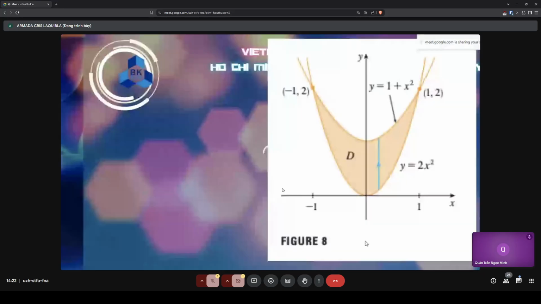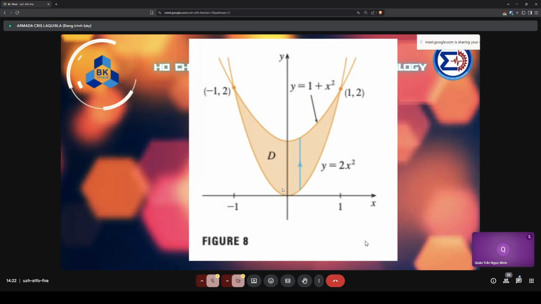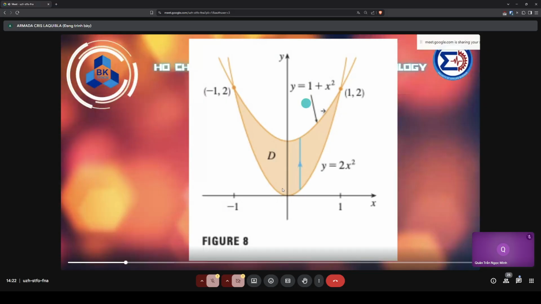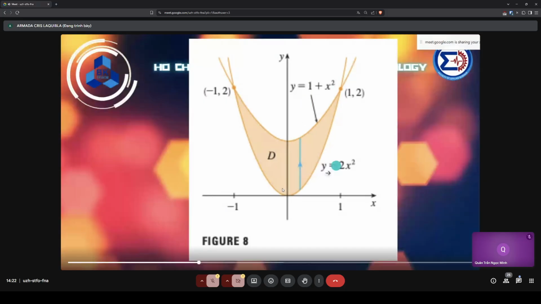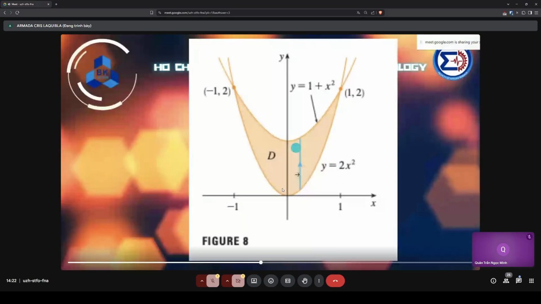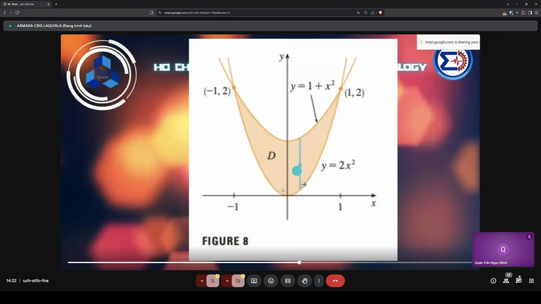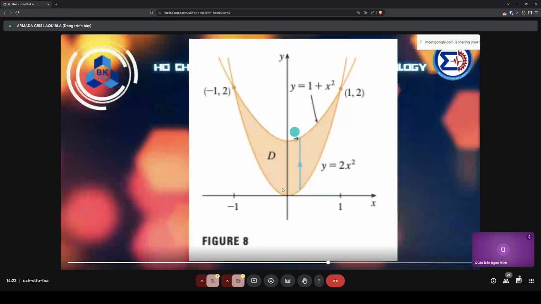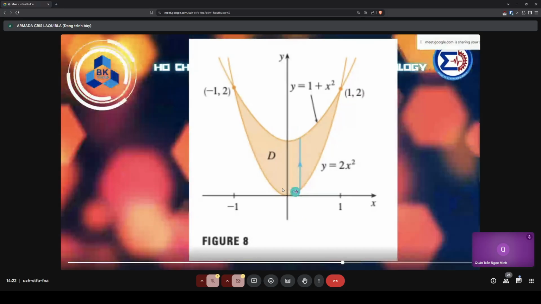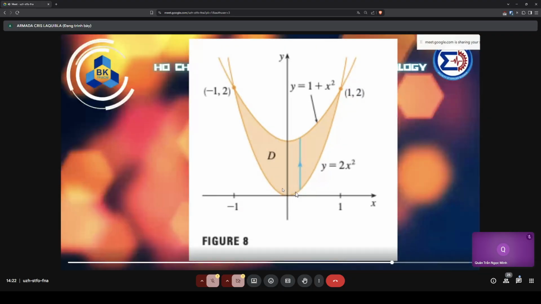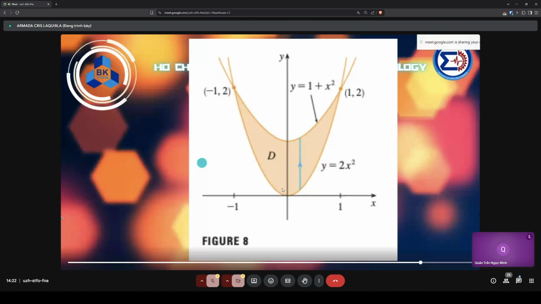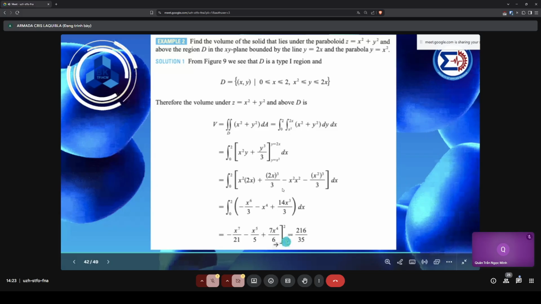Oh, the graph is here actually. Your y is equal to 1 plus x squared is here. It's higher than your y here. Your y is equal to negative 2x squared. And this is the arrow. It's going up, so that is why this is type 1, correct? If it goes to the side, that's type 2. I will give you another example later for the type 2.